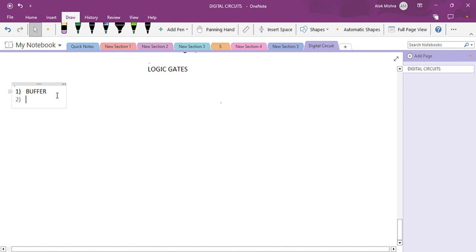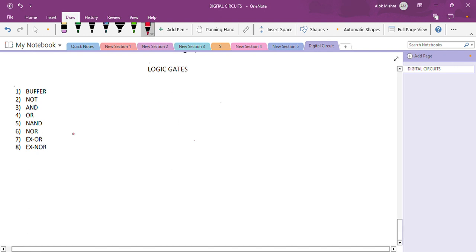Okay, the first one is buffer. The second is NOT. The third one is AND. The fourth one is OR. The fifth one is NAND. The sixth one is NOR. The seventh one is XOR. And the eighth one is XNOR. These are all the logic gates we need to cover.